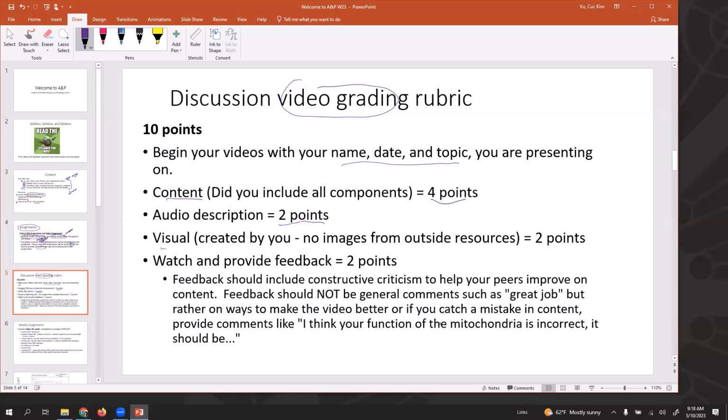You also have to have a visual. Now the visual has to be created by you. It can't be a picture from the book. It can't be a picture from the text online anywhere. It has to be originally created by you, and that's worth 2 points. Out of any of these, this is the one that students lose most points on, because sometimes they'll grab a picture from the internet or their textbook. So whatever you do, it has to be created by you.